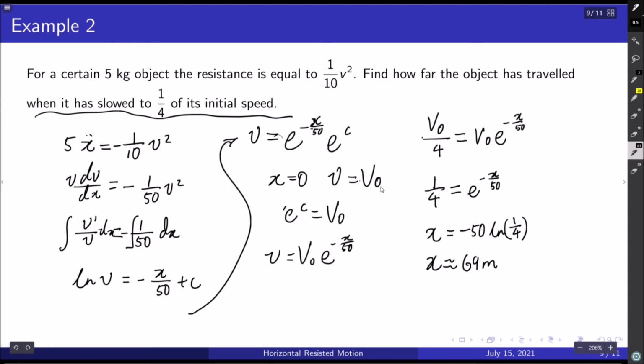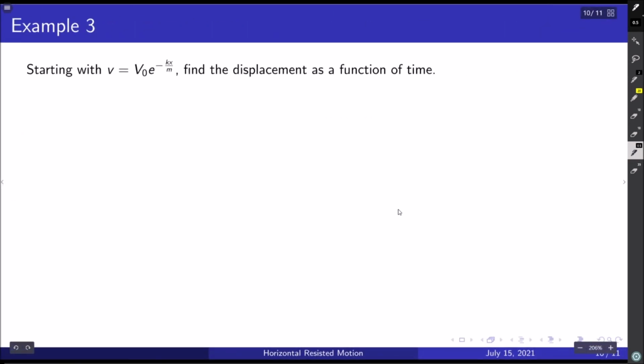And so regardless of what the initial speed is, for the speed to reduce by a quarter. Okay, let's now look at another one. Right, so now we're trying to link displacement formulation with time formulation.